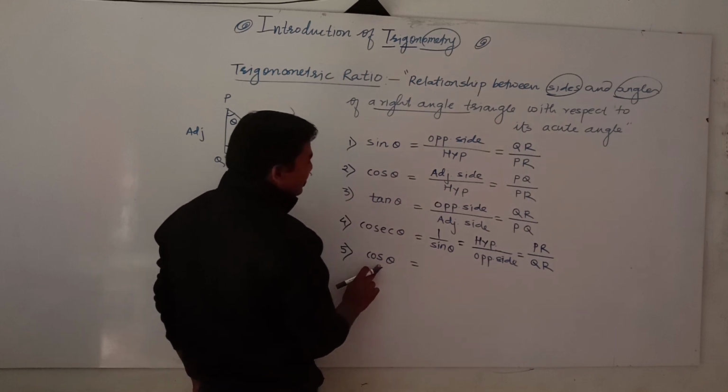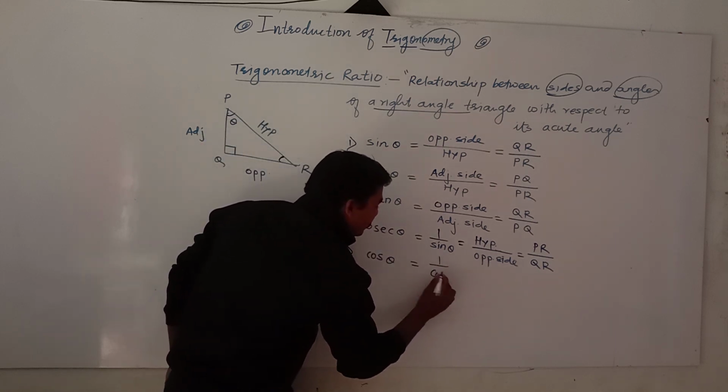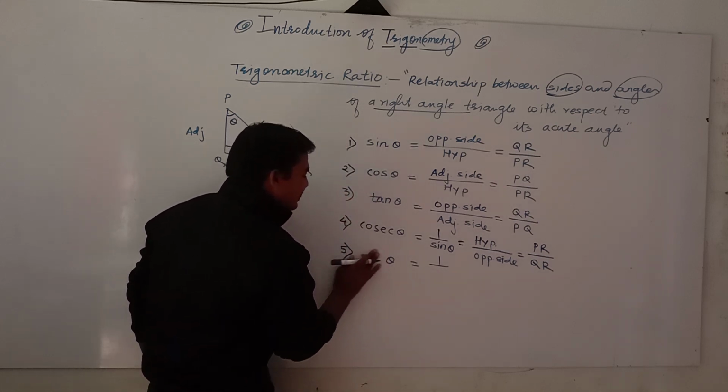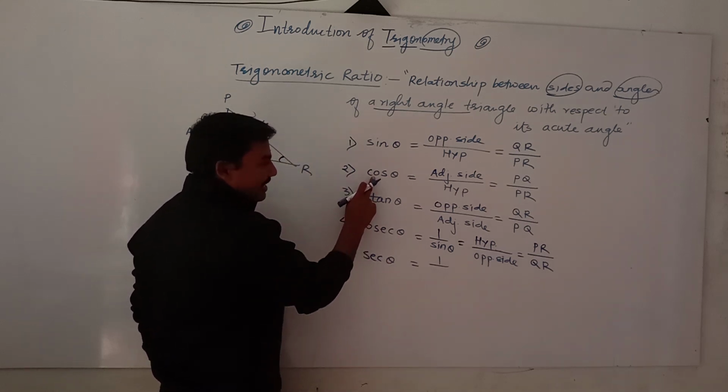Now number 5 is sec theta, which is the reciprocal of cos theta.